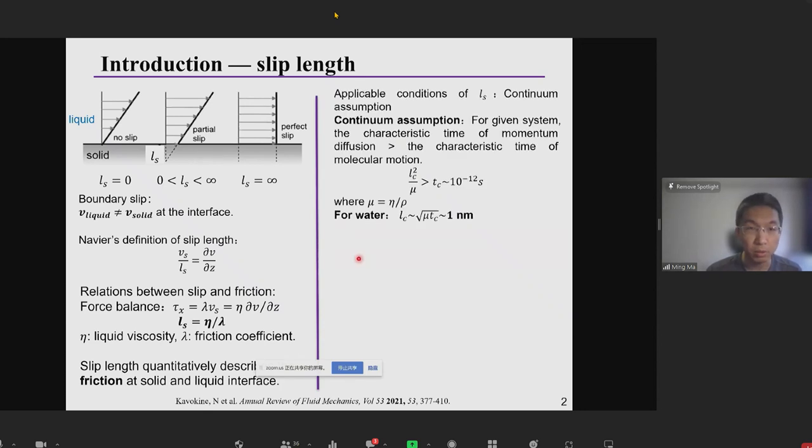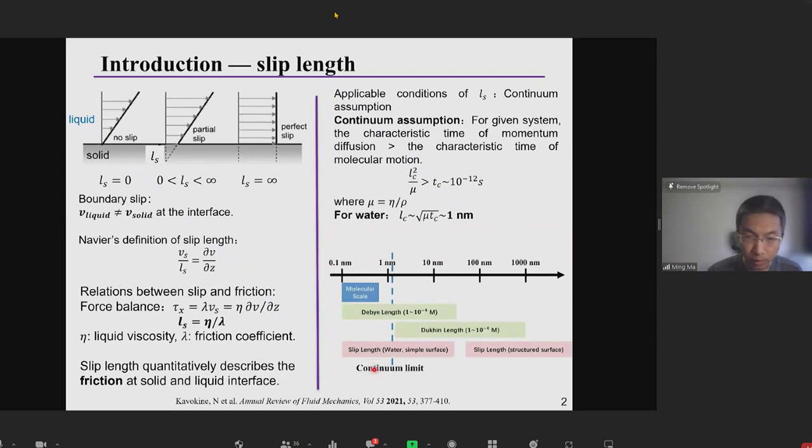Because we are using continuum mechanics, first of all we need to know the applicable range. This is based on the following assumption, which is called the continuum assumption. It says that for a given system, if the characteristic time of momentum diffusion is larger than the characteristic time of the molecular motion, then we are safe. For water, this critical length will be about 1 nanometer. Generally speaking, if we look at a broader scale, for simple surfaces, compared to those surfaces with structure, the slip lines of water will be between 0.1 nanometer to tens of nanometers. So we are talking about phenomena happening on the nanoscale.